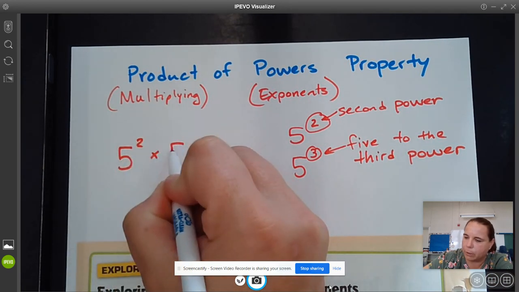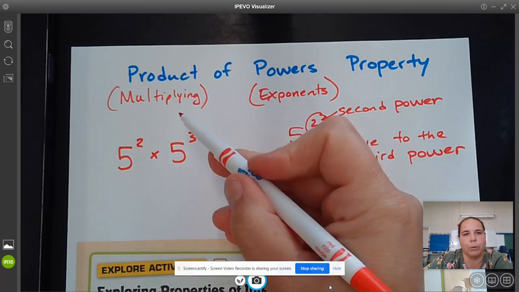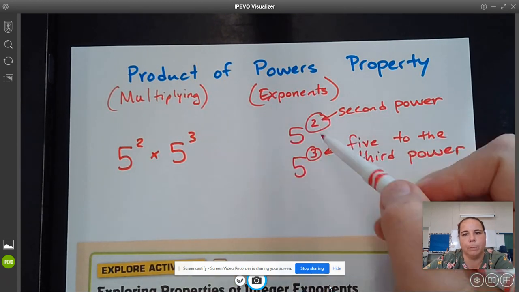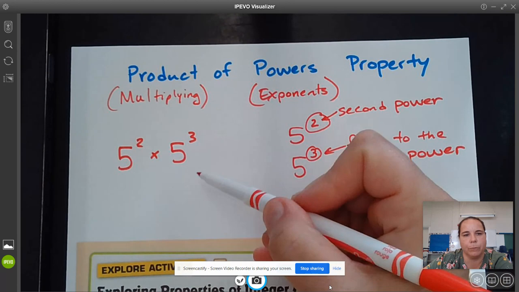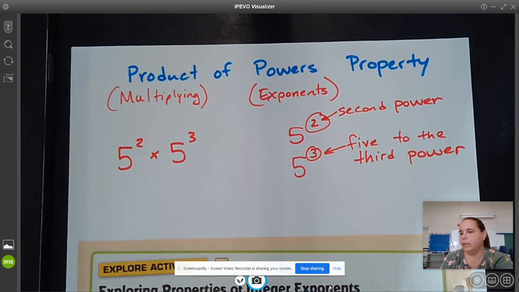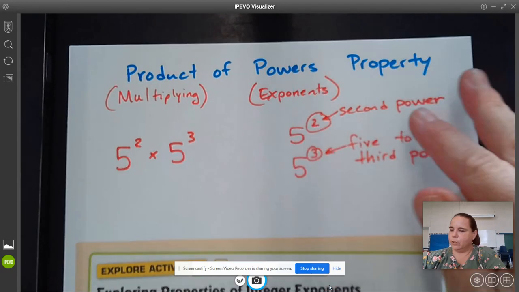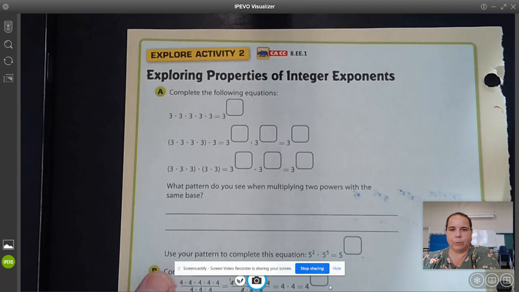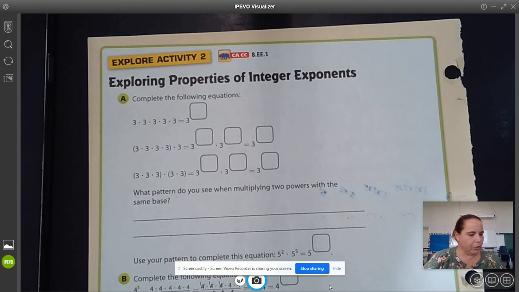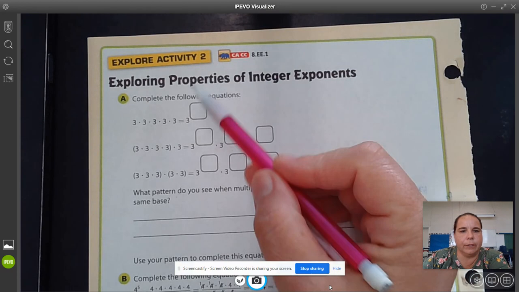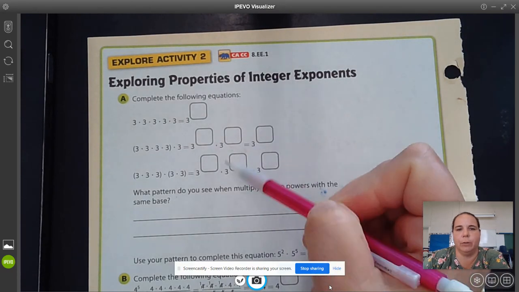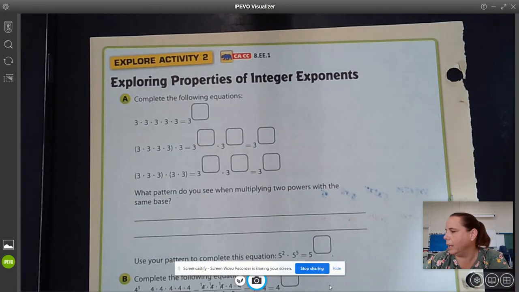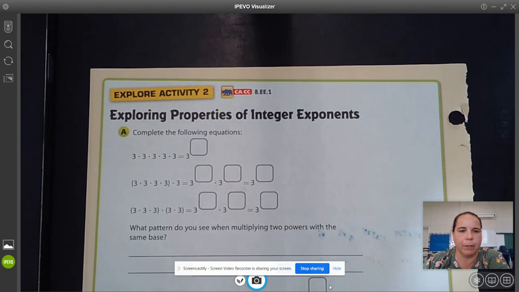Okay, so the product of powers is, say we were going to take these two numbers like this, and we're going to multiply them. We're going to come back to this in just a second, but first we're going to look at some equations or examples on page 34, and we're going to use these patterns to come back and talk about the product of powers property.